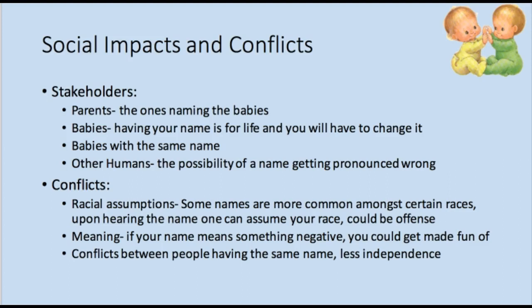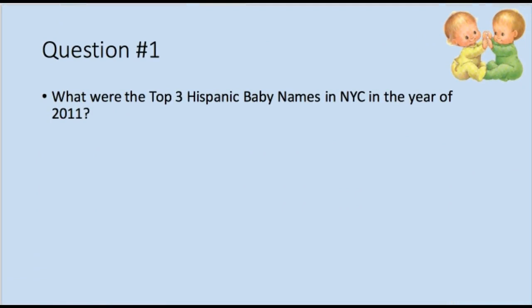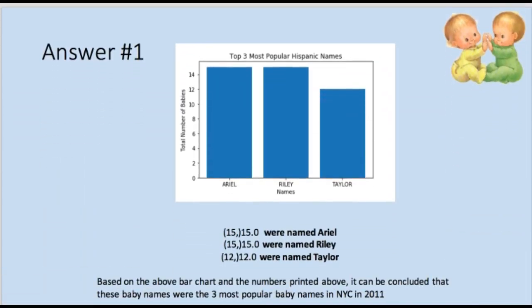Also, there could be conflicts between people having the same name, and it kind of gives you an idea of being less independent. So the first question that I asked while exploring this data set was what the top 3 Hispanic baby names were in New York City in the year 2011. According to my research, the top 3 most popular Hispanic names for babies were Ariel, Riley, and Taylor. And as you can see, out of these names, 15 were Ariel, 15 were Riley, and 15 were named Taylor.